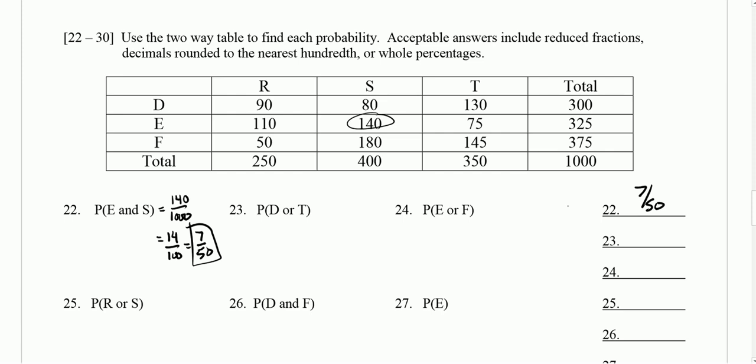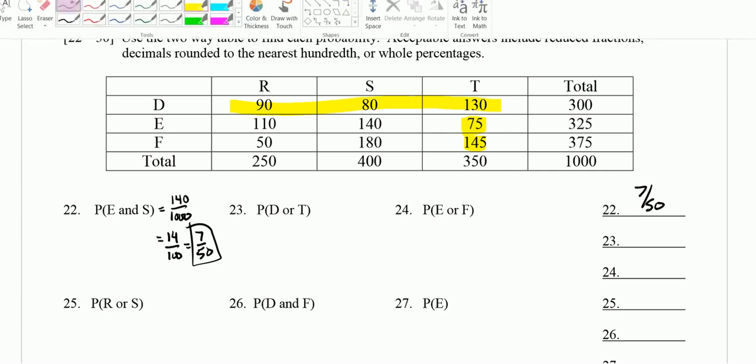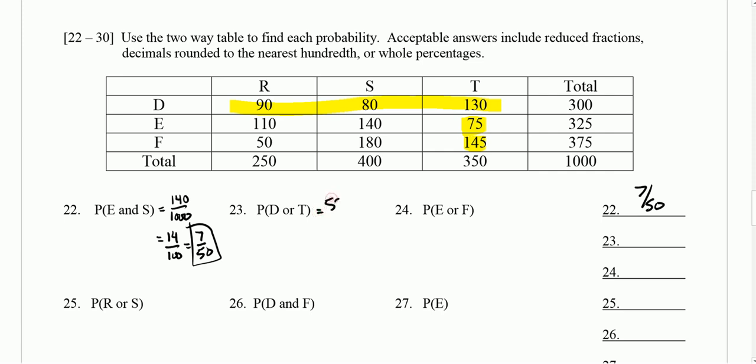D or T. So if I want D or T, I am looking at this row D and this column T. So I'm highlighting the ones I want, and so I need to add those up. And I end up with 520 over 1000. And I'll reduce that, divide by 100, get 52 over 100. Cut it in half, 26 over 50. Cut in half again, 13 over 25.